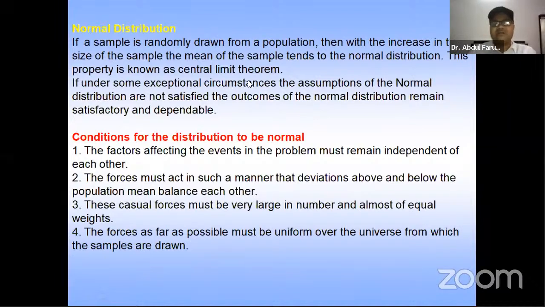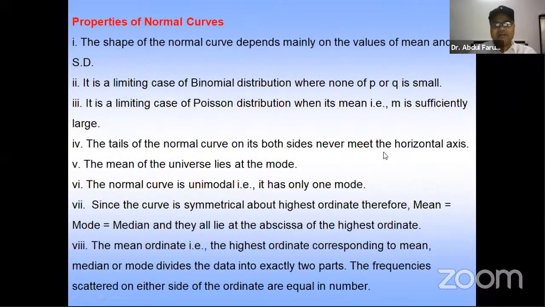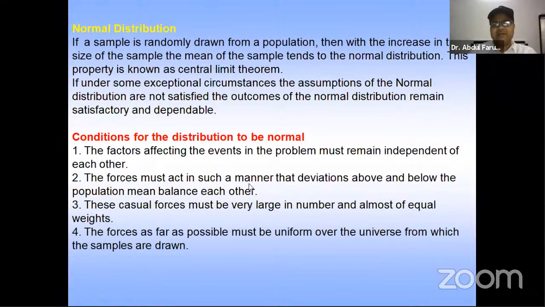Under some exceptional circumstances, the assumptions of the normal distribution are not satisfied, the outcome of the normal distribution remains satisfactory and dependable. Conditions for the distribution to be normal: number one, the factors affecting the events in the problem must remain independent of each other. Independent का रहना important है। Number two, the forces must act in such a manner that the deviation above and below the population mean balance each other. Third, the condition is, these casual forces must be very large in number and almost equal in weights. The forces as far as possible must be uniform over the universe from which the samples are drawn.